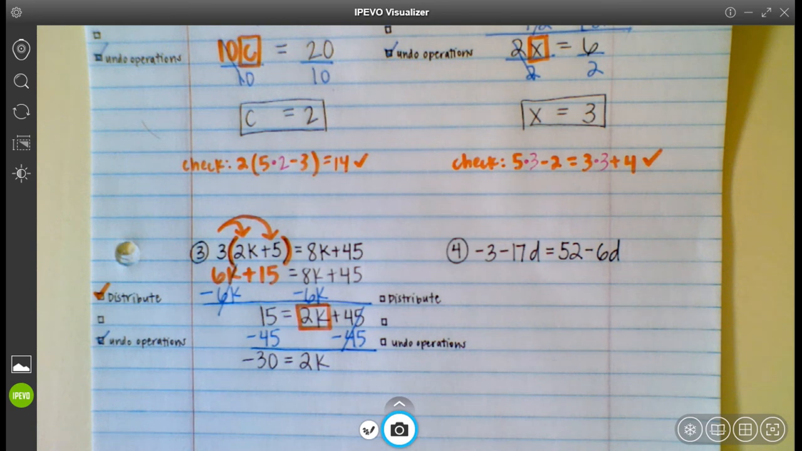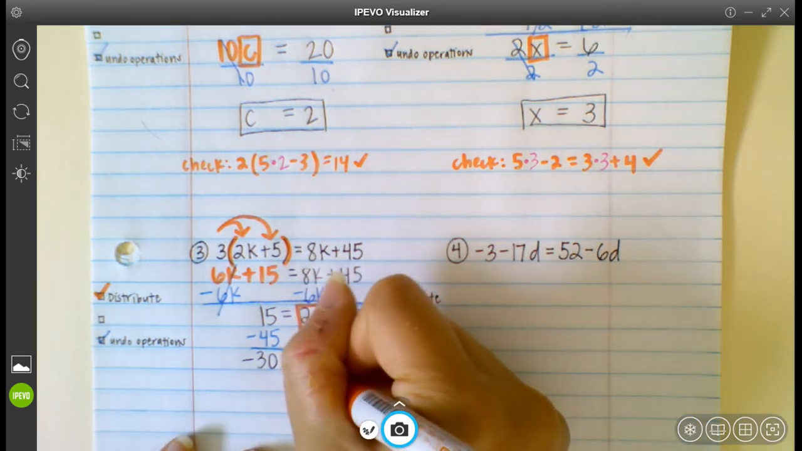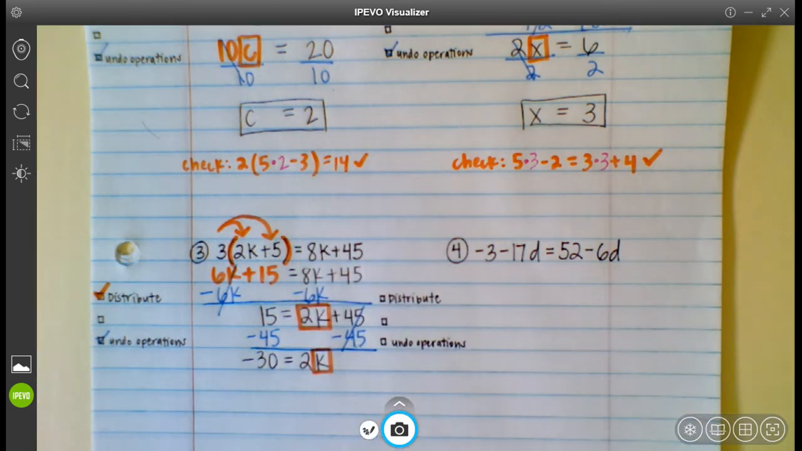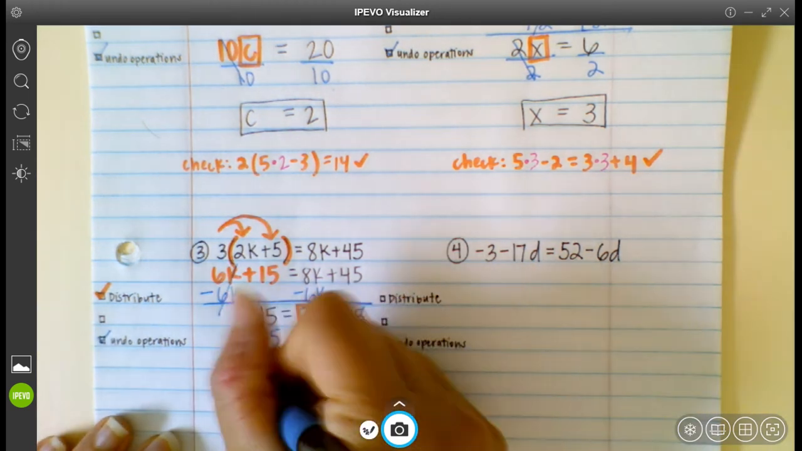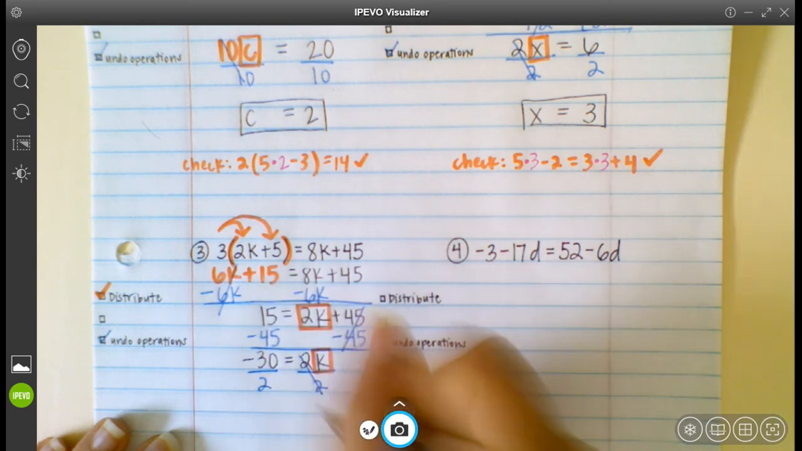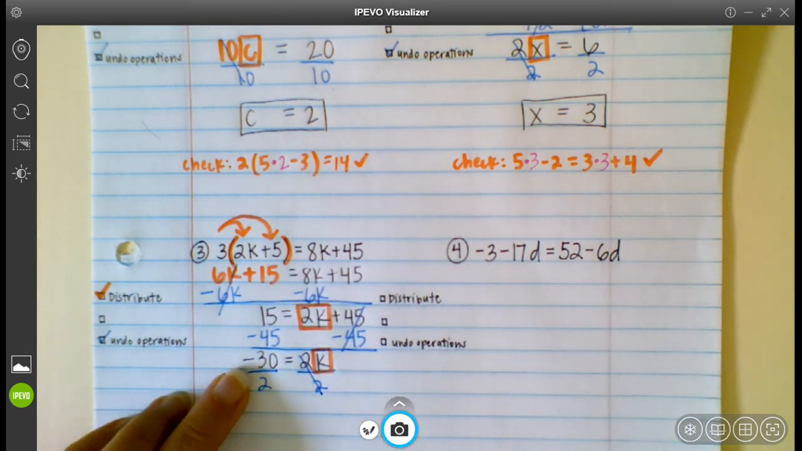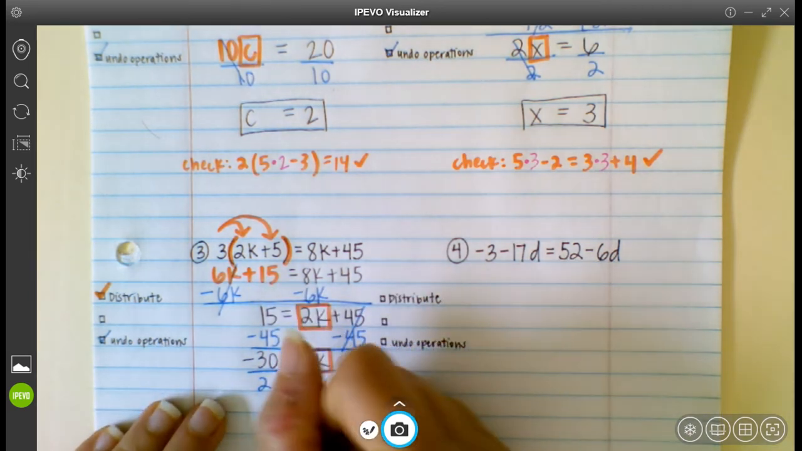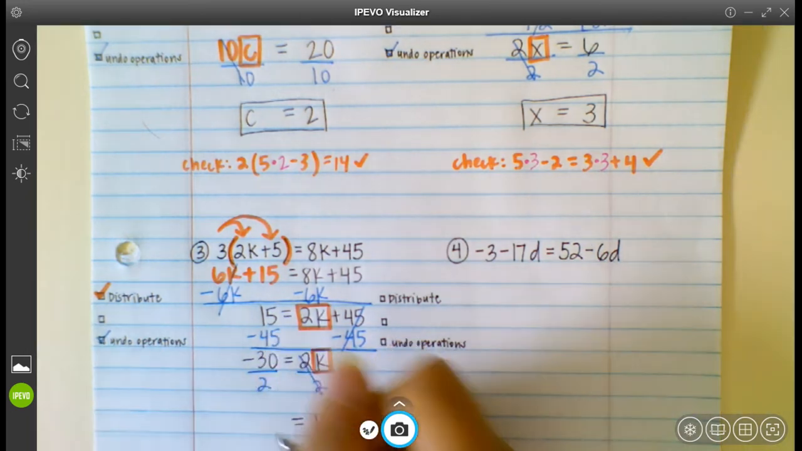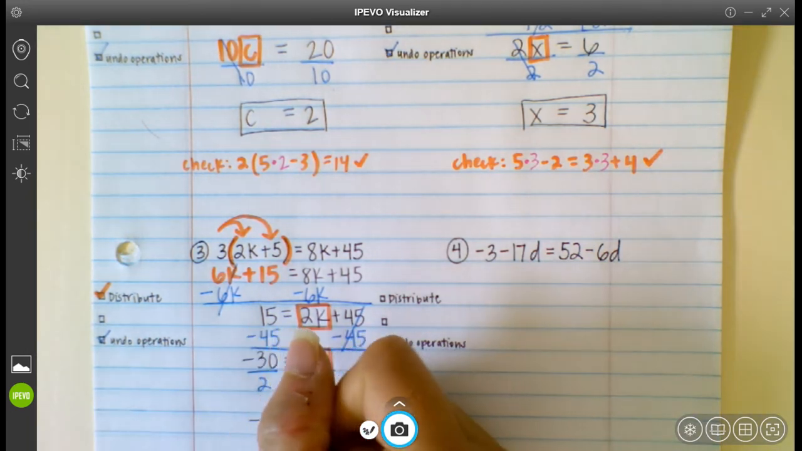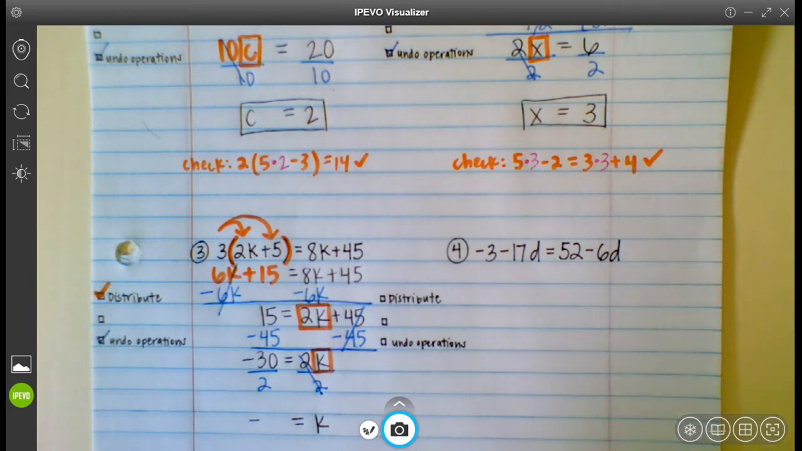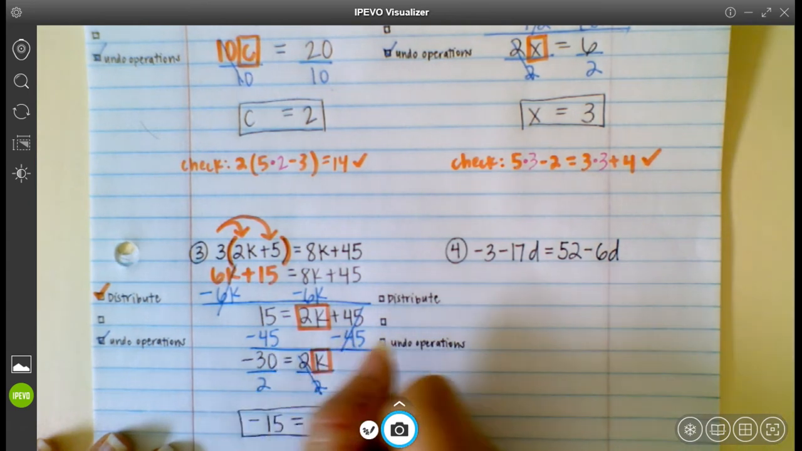And to finish up solving for k, guys, I need to undo this operation directly beside k. So notice there is no plus sign, minus sign, or divide bar, so that means that this is multiplication. So to undo multiply, we divide. So let's cut negative 30 in half. And what would that leave us with? And I'd hope you'd say negative 15. So our solution for k is negative 15.